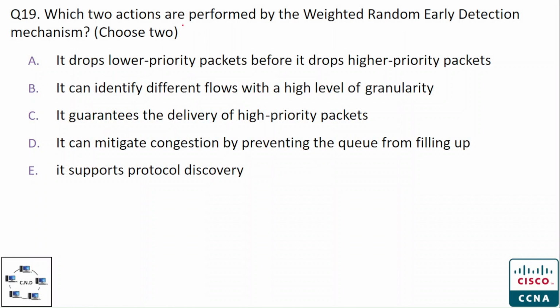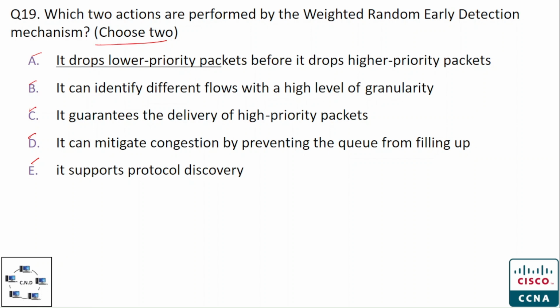Question number 19. Which two actions are performed by the weighted random early detection mechanism? Choose two options. Option A, it drops lower priority packets before it drops higher priority packets. Option B, it can identify different flows with a high level of granularity. Option C, it guarantees the delivery of high priority packets. Option D, it can mitigate congestion by preventing the queue from filling up. And option E, it supports protocol discovery.